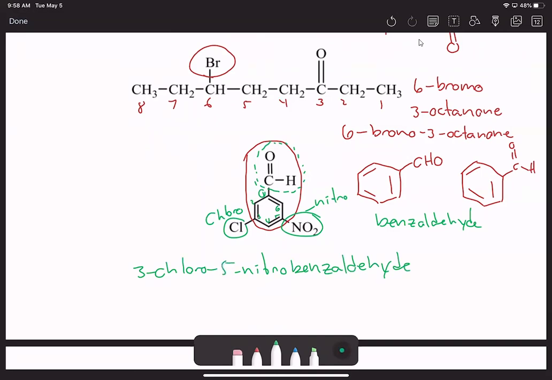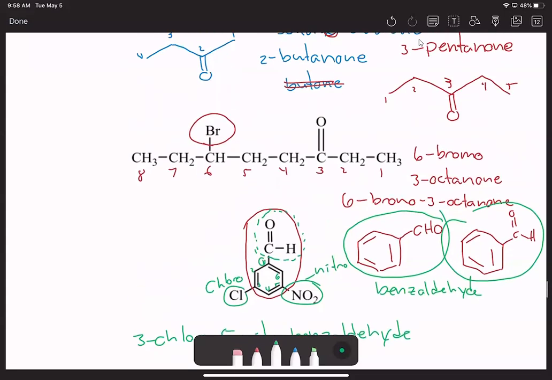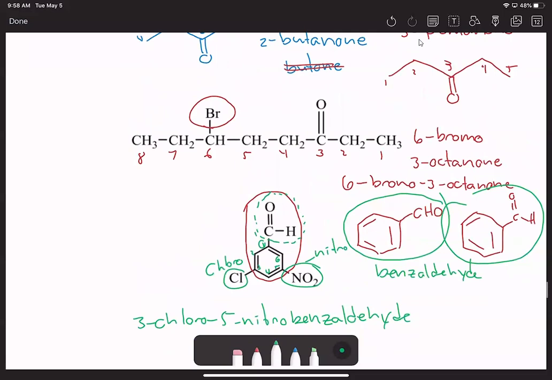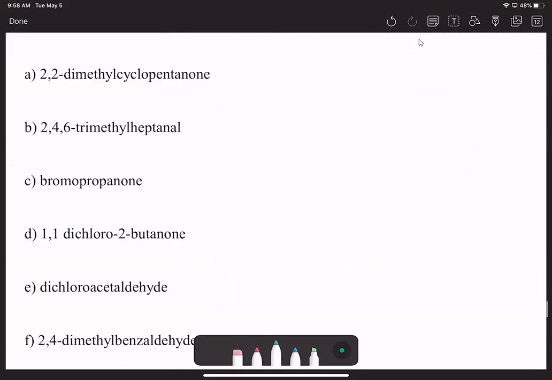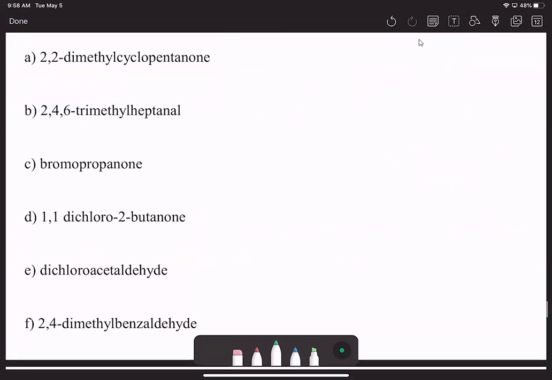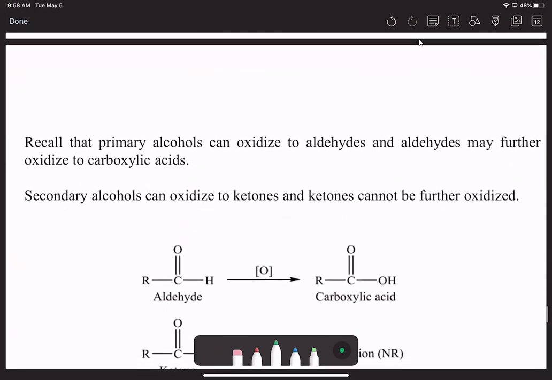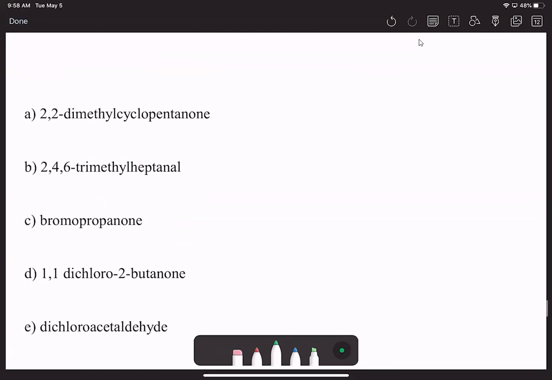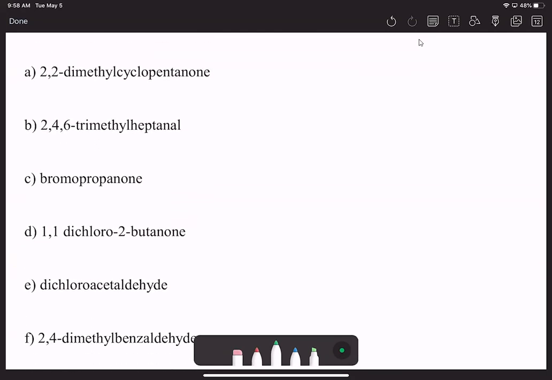5-nitrobenzaldehyde. So benzaldehyde is a structure that you do need to memorize, one of those structures that you need to memorize. We're not going to have any double bonds on here. And before we move on, actually, let's name these, because we do have to go over a couple of common names to these.